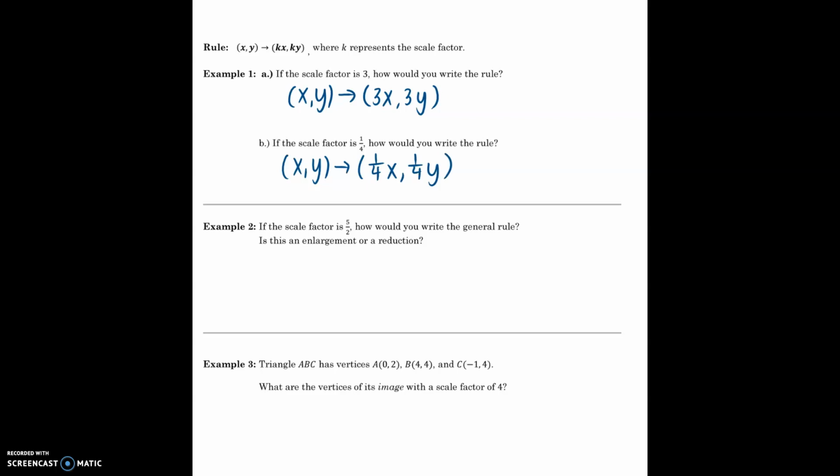For example 2, if the scale factor is 5/2, how would you write the general rule? And is this an enlargement or a reduction? Please pause the video and try example 2 on your own. Because our scale factor is 5/2, we're going to have (x, y) arrow (5/2 x, 5/2 y) for our general rule. And because 5/2 is equal to 2.5, which is greater than 1, we will have an enlargement here.